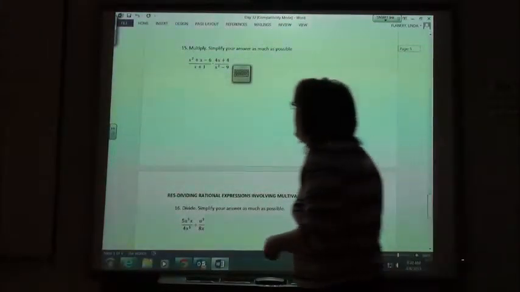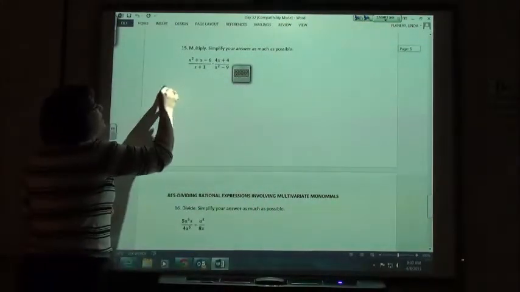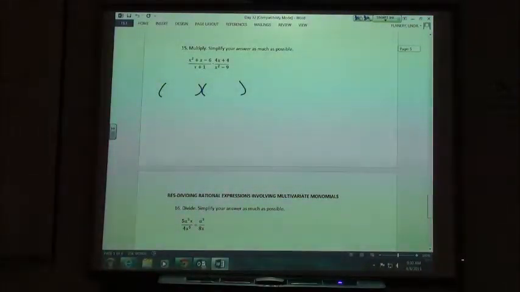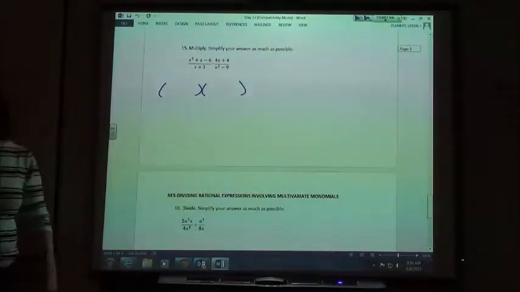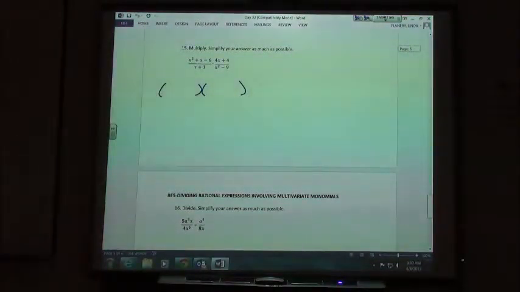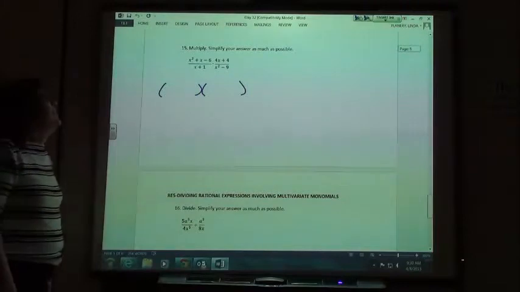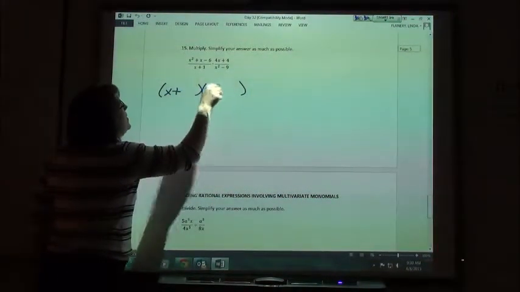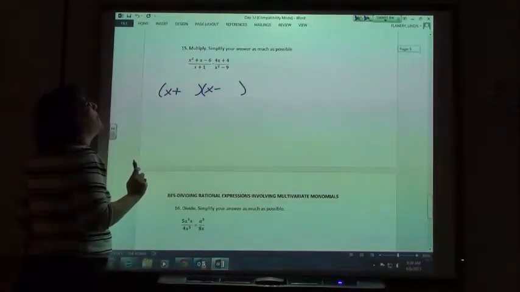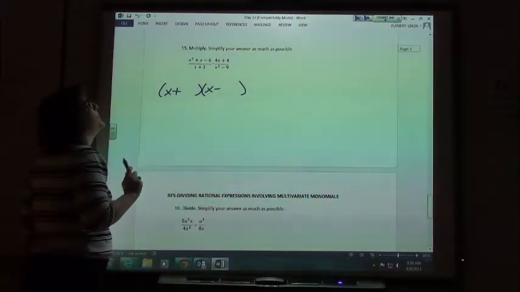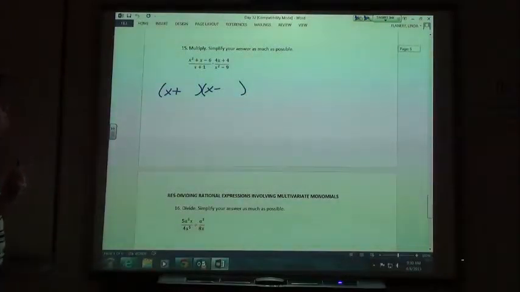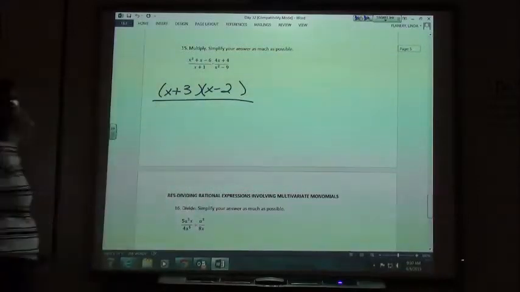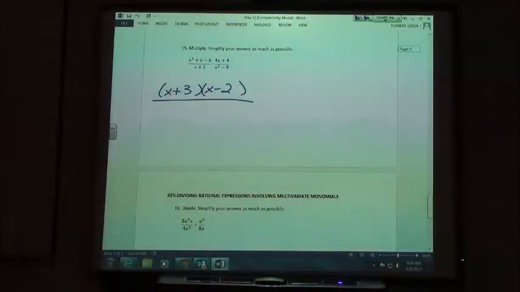So number 15, same kind of thing. If I'm going to factor the top of that fraction, how does that factor? I like 6 today. x and then there's going to be a plus and a minus. x plus and a minus. Plus 3 and a minus 2. 3 minus 2 is the 1x in the middle.